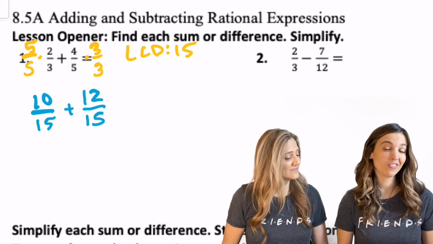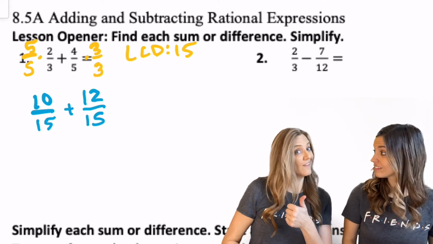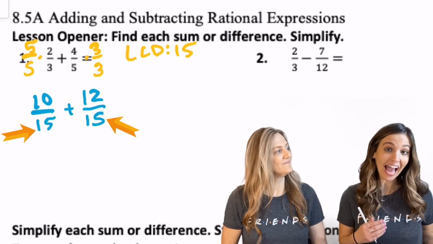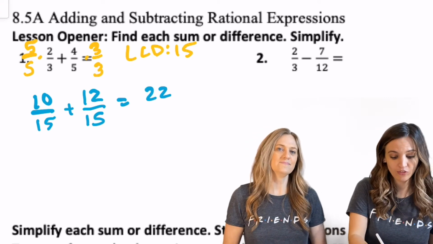So now I have 10/15 plus 12/15. The shoes are the same, so we can add the numerators and get 22/15.